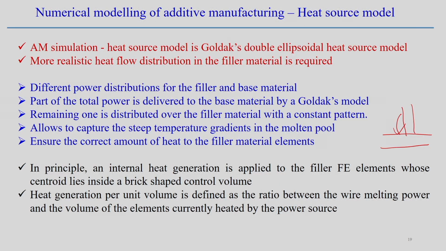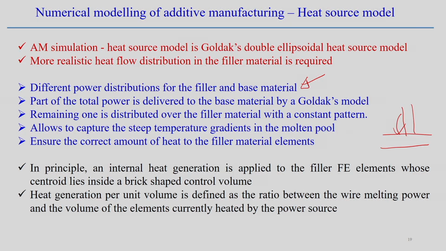So, that can be accounted for, and in that case both can be represented as a volumetric heat source, and then we can follow the model of Goldak's double ellipsoidal heat source. Here you can distinguish different power distributions for the filler and the base material. For the base material you can follow the Gaussian distribution, and for the filler material you can use the uniform distribution. That can also be done for the development of the heat source model.